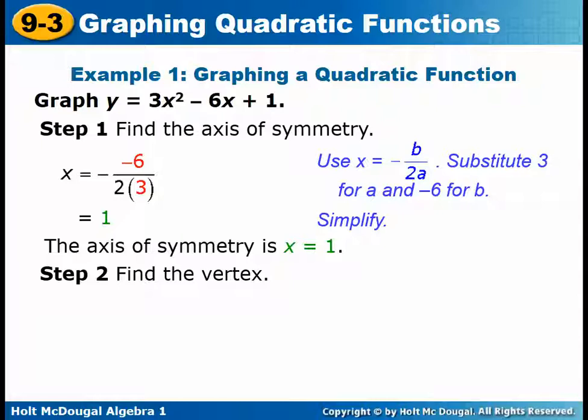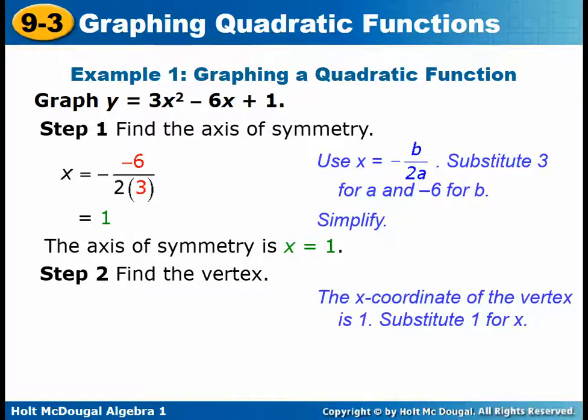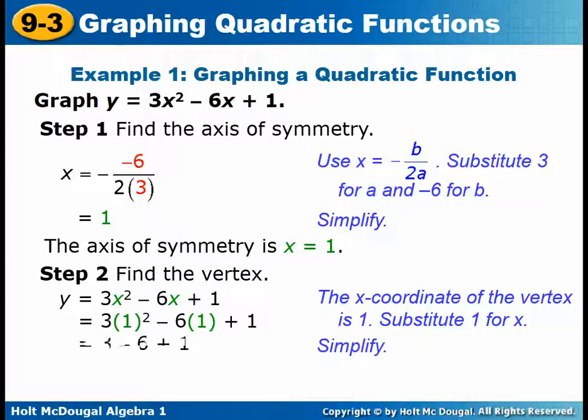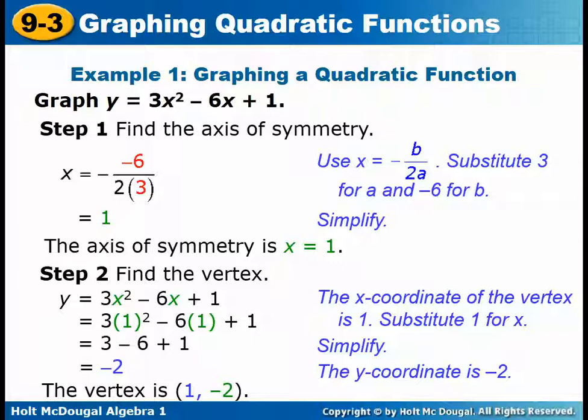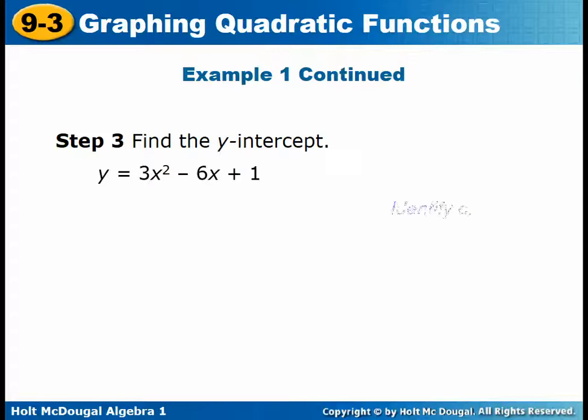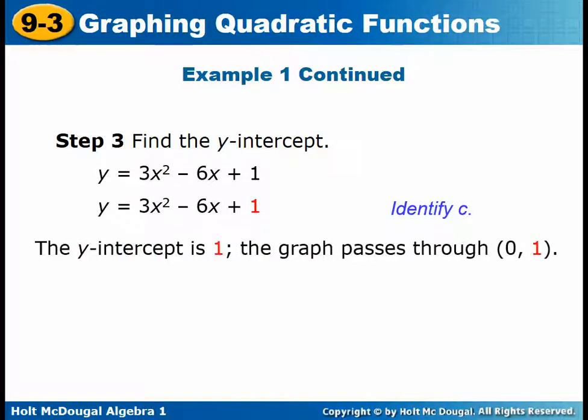So that's one thing that we know. We can also find the vertex. We take x equals 1, plug it back into the equation, and solve to find the y-coordinate of the vertex. When we do that, we get that the y-coordinate of the vertex is -2. So now we know the vertex is at (1, -2). We've got the axis of symmetry and the vertex. We can find the y-intercept because it's just c, so that's 1. So we have lots of points that we can graph right now.